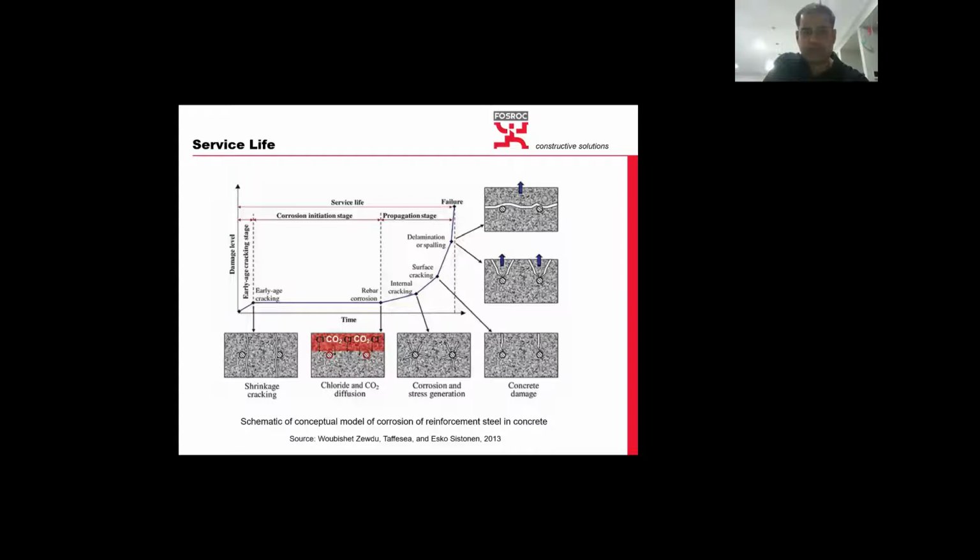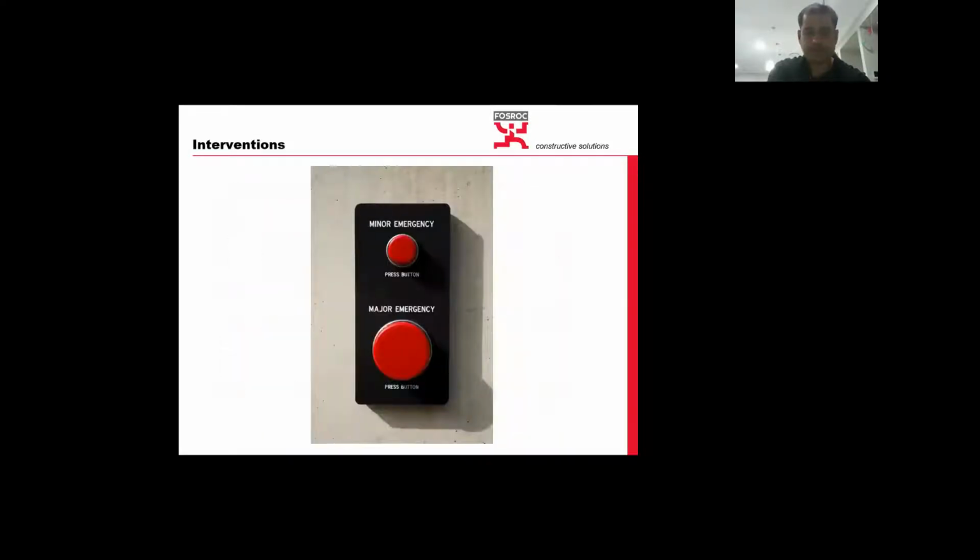In the initiation stage, you have shrinkage cracking. With time, if you see on the right side scale, you have atmospheric carbon dioxide and chloride attack. You have corrosion of steel and stress generation, because after corrosion, what happens? The steel expands 6 to 10 times its volume, and there are expansive stresses, and your concrete is spalled. So then you have failure of the structure. But the point is interventions.